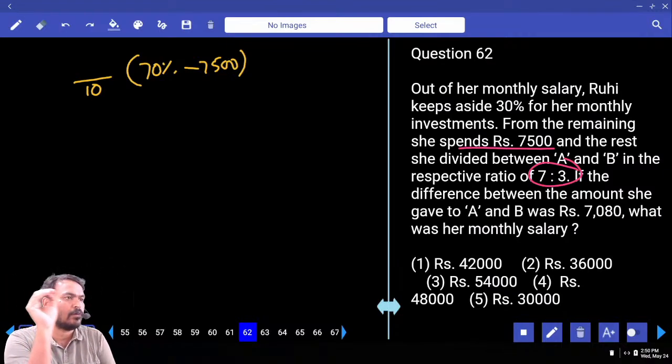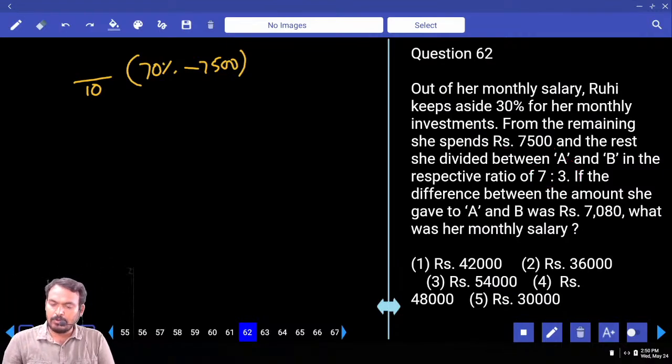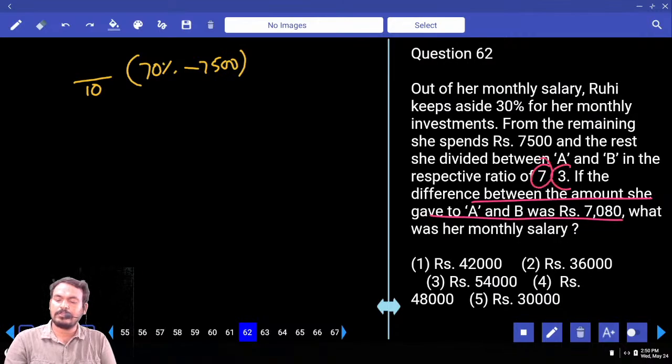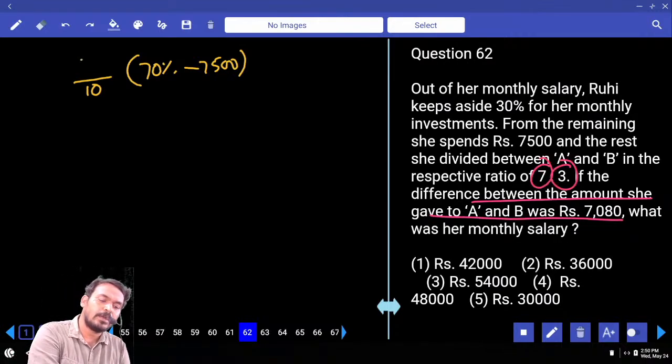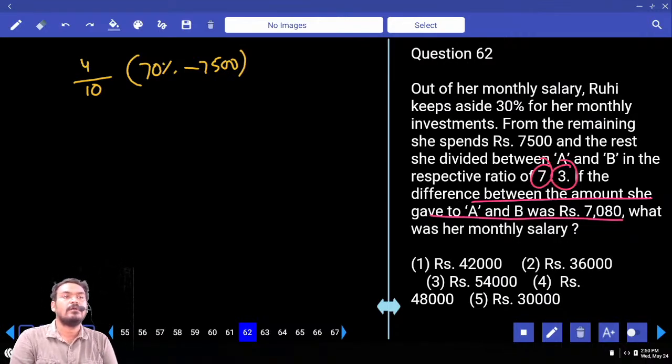70% minus 7,500. Next, one more thing: the difference between the amounts A and B was how much? 7080. A is 7 parts, B is 3 parts, which means the difference is 4 parts. That means 4 by 10 of which value? 70% minus 7,500. Divide by 10 we get one part. Multiplied by 4 we get the 4 parts value. That is equal to how many rupees? 7080.